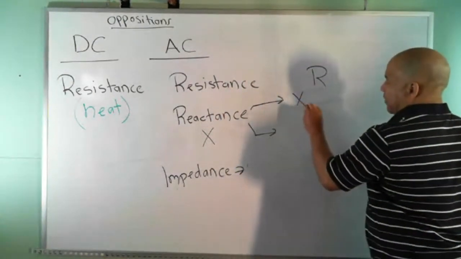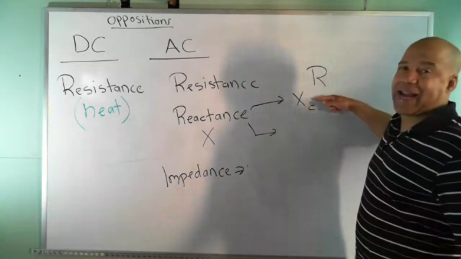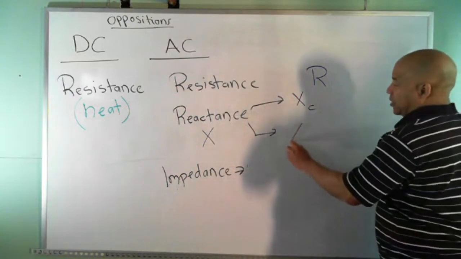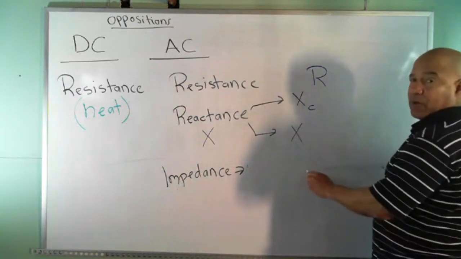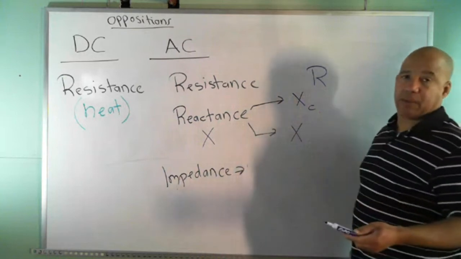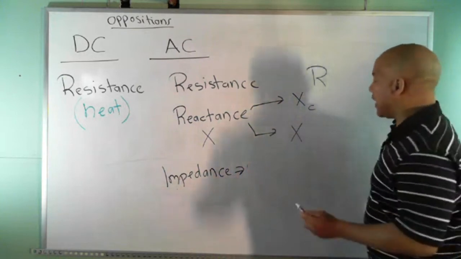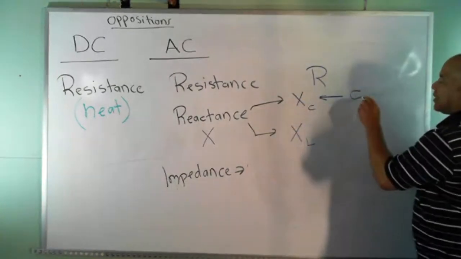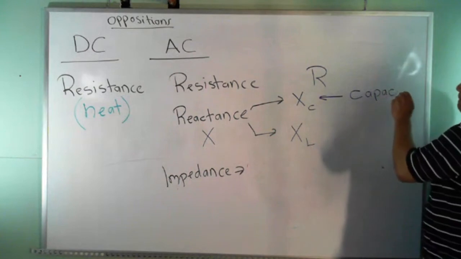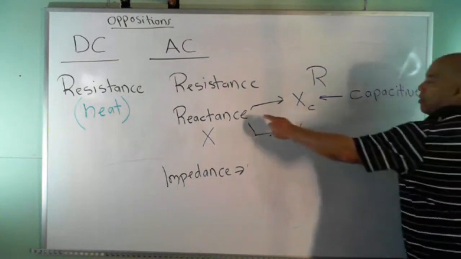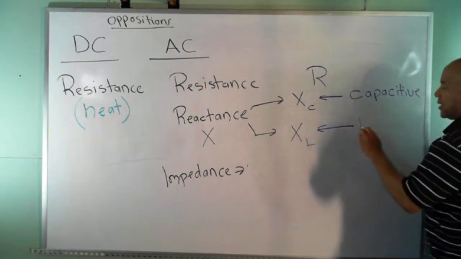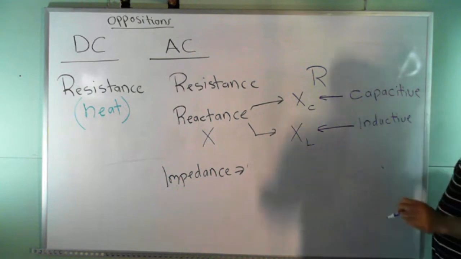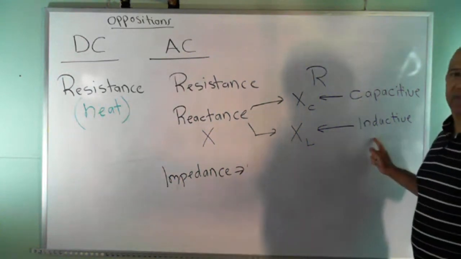So if I put a C next to the X, that means those reactive ohms, that opposition, is coming from a capacitor. And if I have an inductor, I know you'd like to put an I there because inductor is spelled with an I, but we use I for current already, so we can't use I. They use an L. So this right here is capacitive reactance, and this one is inductive reactance.